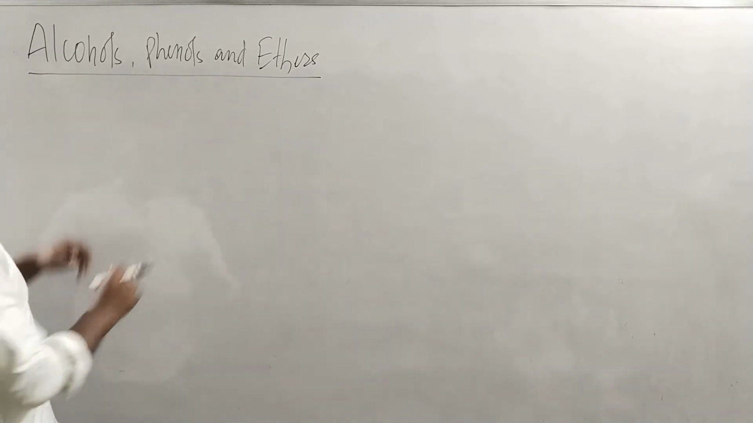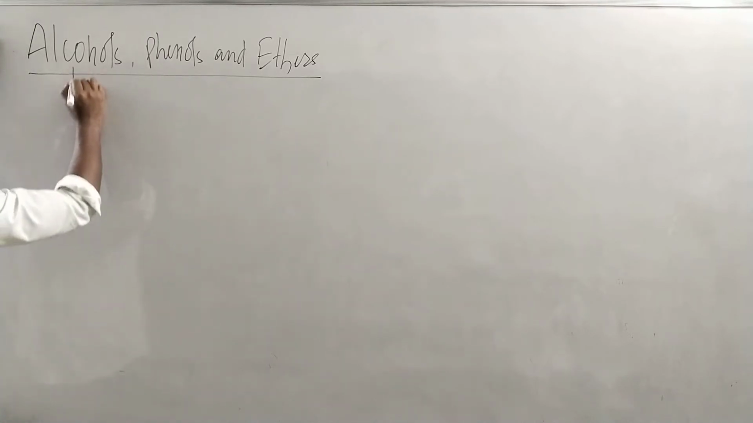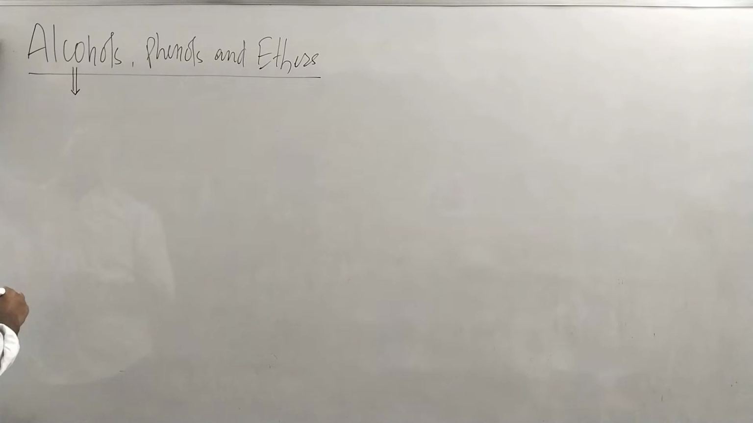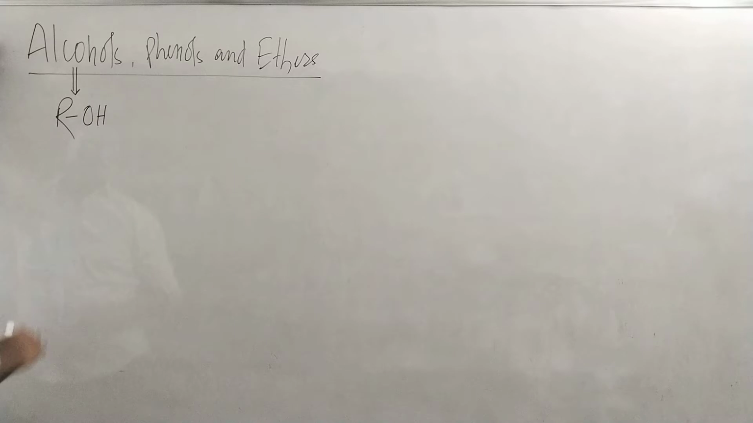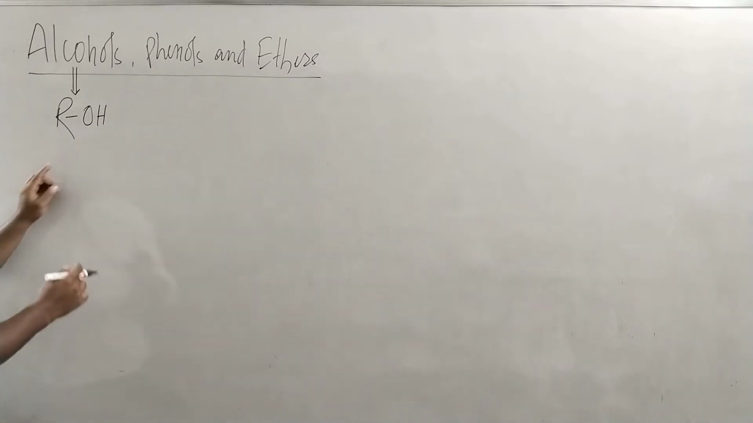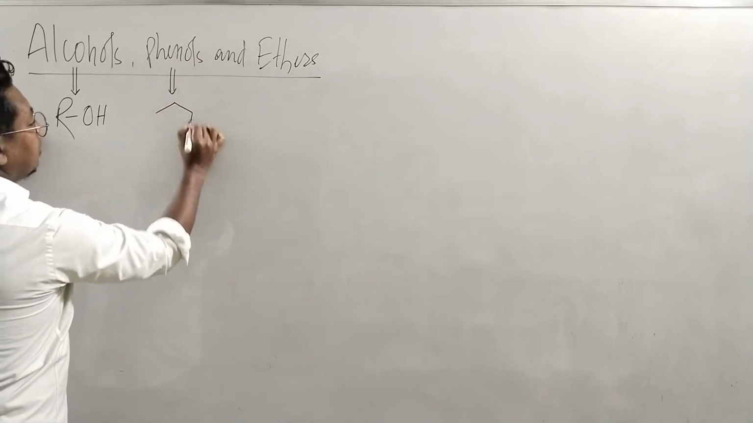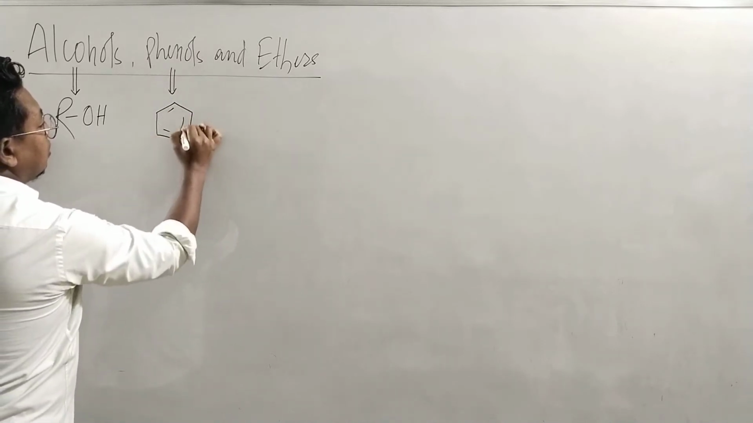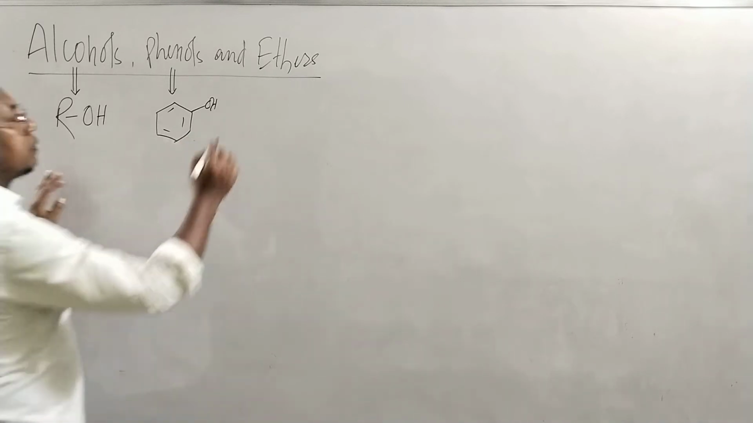You know, let us start alcohols, phenols and ethers. Chapter number 11, class 12. Alcohols are represented generally by R, O, H. R is alkyl group. Phenols are represented by, this is phenol actually. In phenols we study derivatives of phenol also.